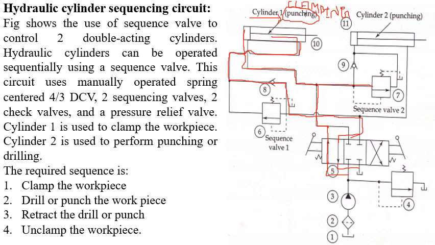See, pressure developed and it sends the pilot signal like this. Look at here, it is connected like this, it goes like this. The cylinder 2 extends for punching operation. At the same time, the oil from the rod end of cylinder 2 goes to the tank via the direction control valve. Here it goes like this.